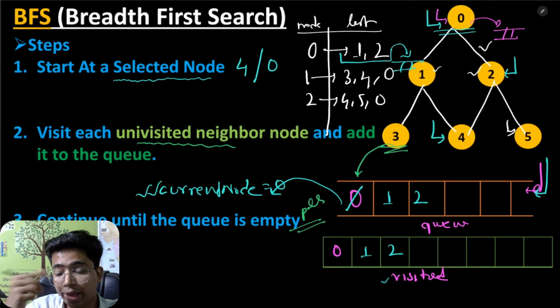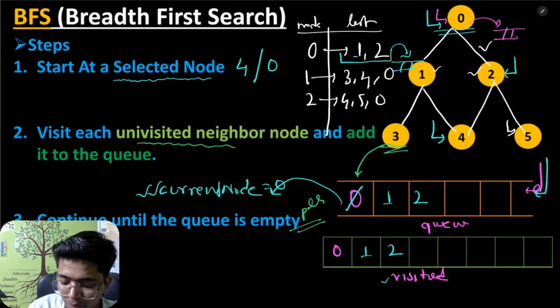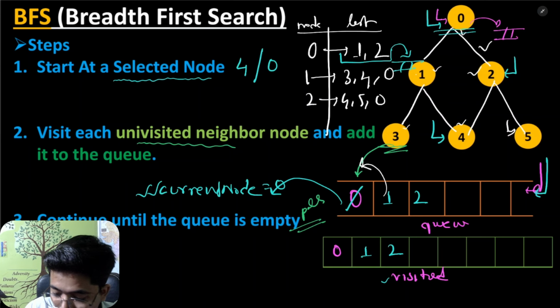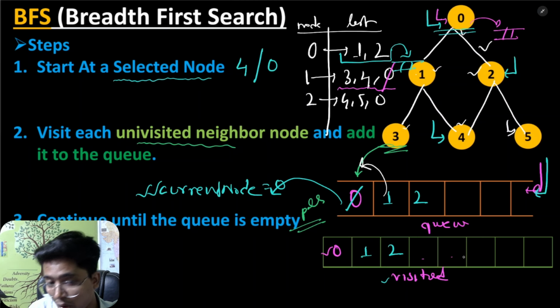Now in the next step, we will again do the same thing. We will again pop from the queue. We'll be popping the 1, and whenever we pop the 1, we will be checking if 1 is having any neighbor. Now notice 1 is having neighbors 3, 4 and 0. But notice the 0 has been already visited, that means 0 has been visited, but 3 and 4 are not visited, that you can see.